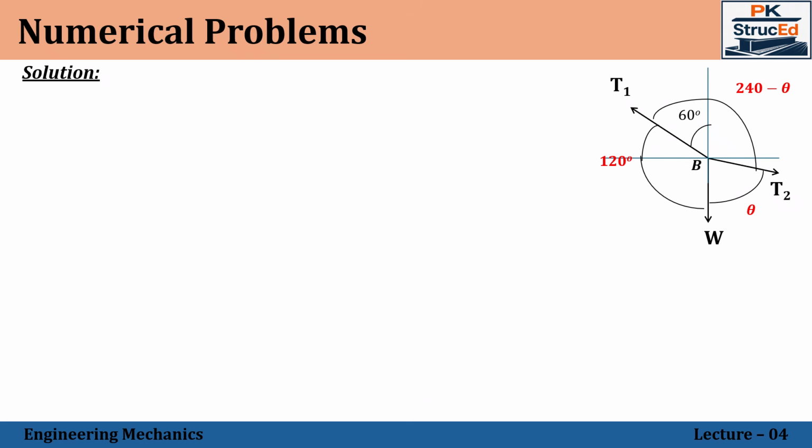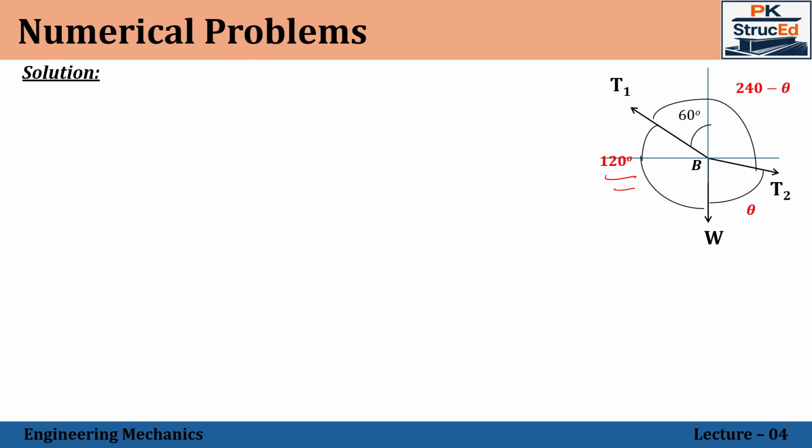So you can see this is 60 degrees; from this vertical to this vertical the total is 180 degrees. So 180 minus 60 gives this angle as 120. That is the angle between T1 and W. And the angle between W and T2 is theta, which is what we need to find out. So the remaining angle between T1 and T2 is 240 minus theta.